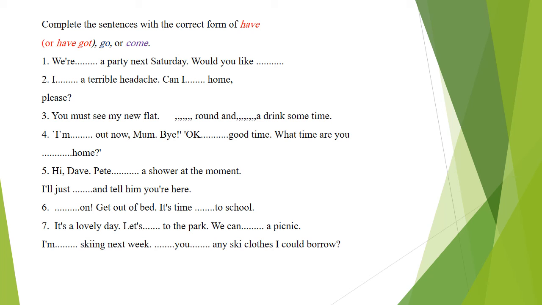5. Hi, babe. Pet is having a shower at the moment. We use is having because we have the adverb at the moment to express the continuous form. So the presence of at the moment makes us put the sentence in the present continuous. I'll just go and tell him you are there.